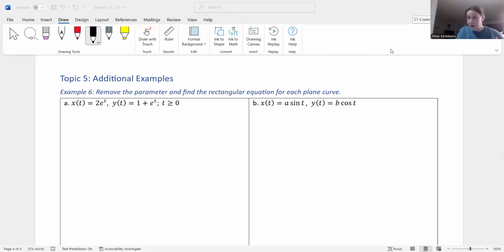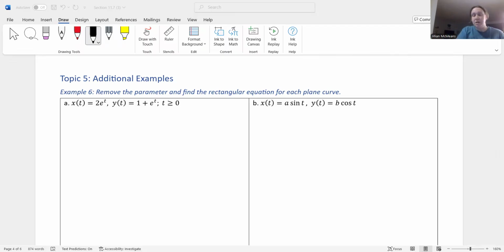For example 5, we're just going to do some examples with parametric equations. So for example 6, it says remove the parameter. That's kind of like, I don't want to say it's code, but that's kind of like the wording you'll use when they want you to convert your parametric equations back to rectangular form. So it says remove the parameter and find the rectangular equation for each plane curve.